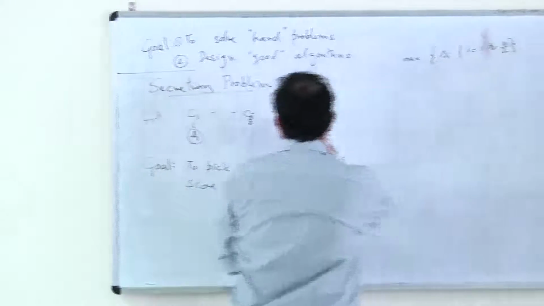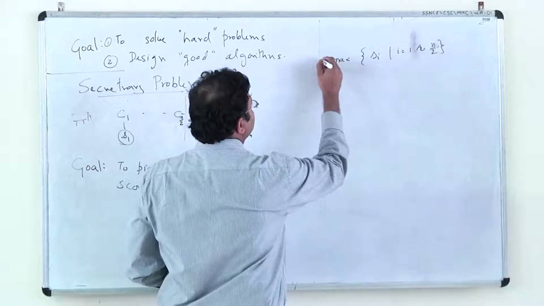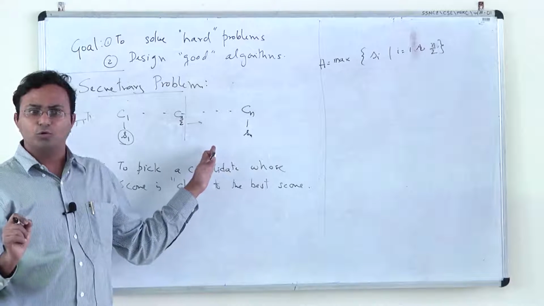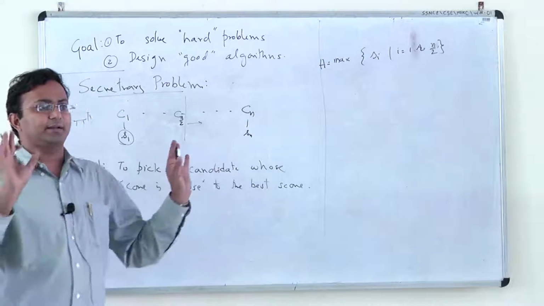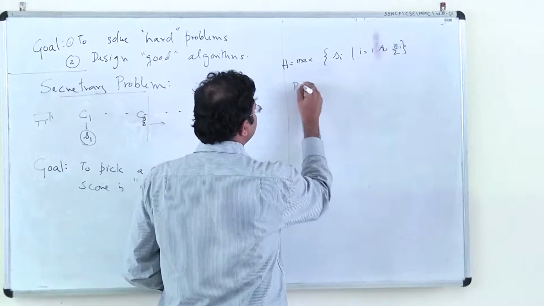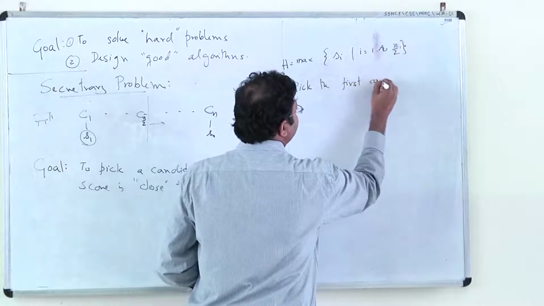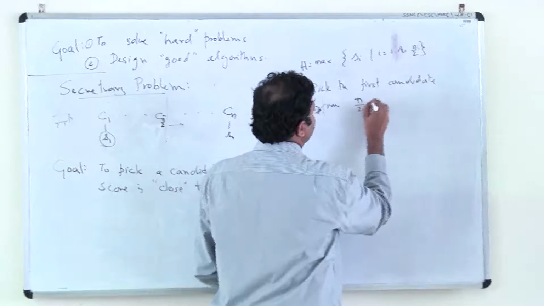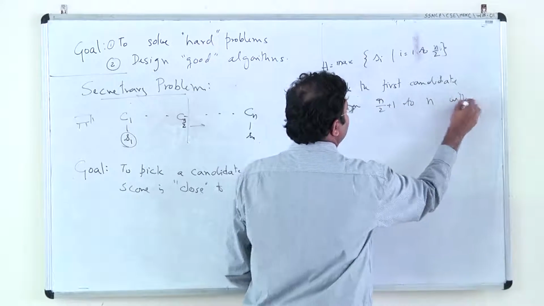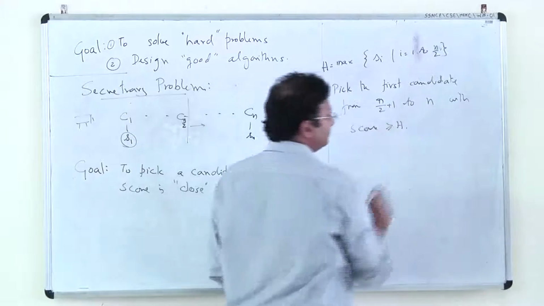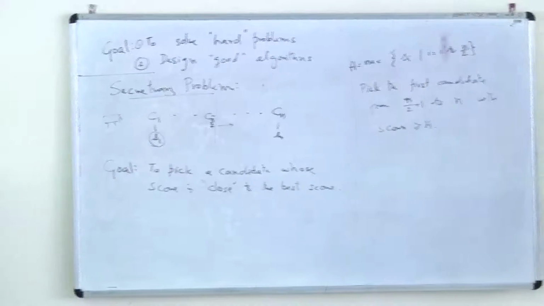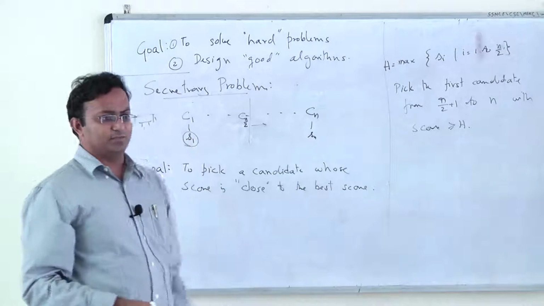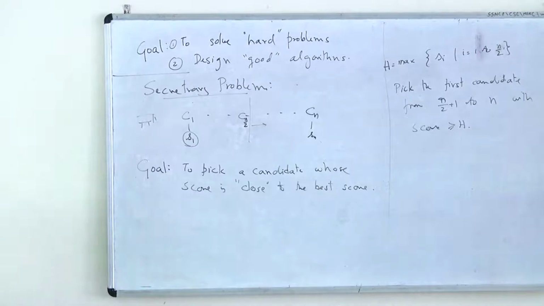Now, for the next one, let's call this max score 8. For the next ones, as soon as I see a candidate with a score of more than 8, I take that candidate. So pick the first candidate from n over 2 plus 1 to n with score greater than 8. It's possible that I might not get one. In that case, take the last one.